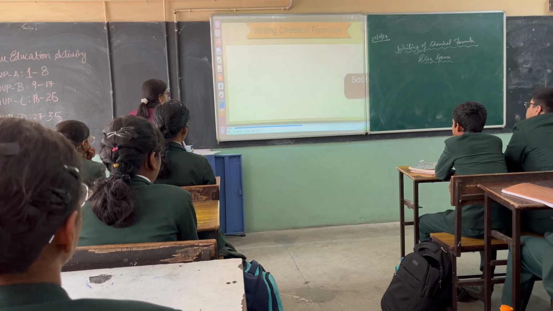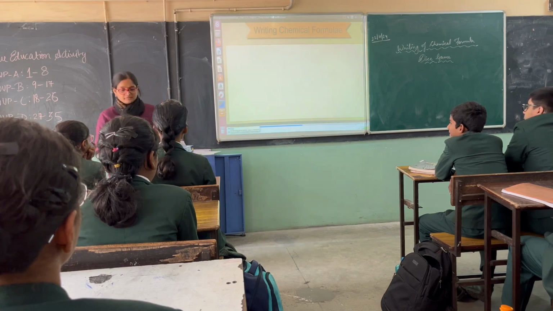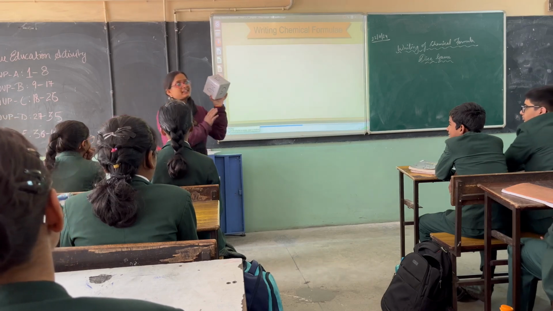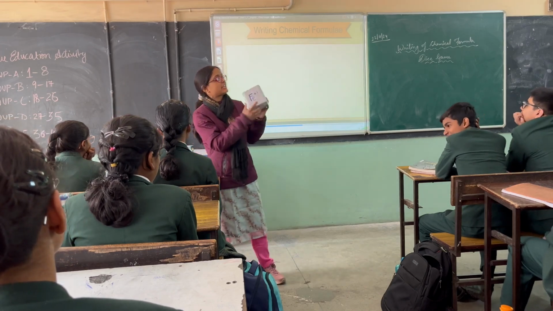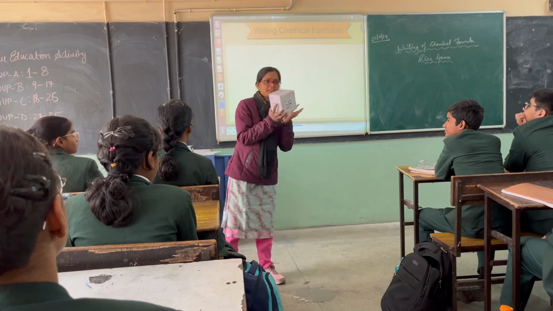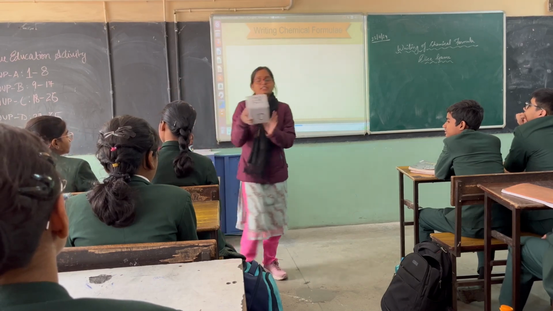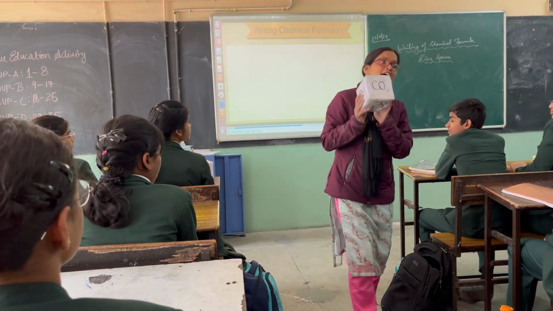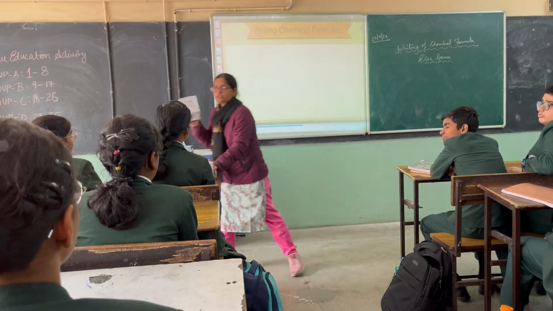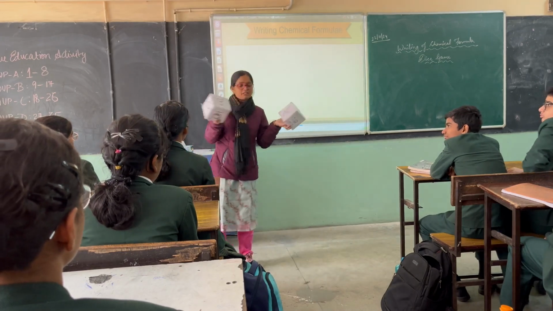Let us now practice writing. Now, I have brought a dice for you all. This is a dice containing all the cations, 6 cations in this dice. You have iron, Fe3+, aluminium, zinc, calcium, in all 6. And this one is a dice of anions. Now we will play a game. I am going to roll this dice. Let's see what will come.